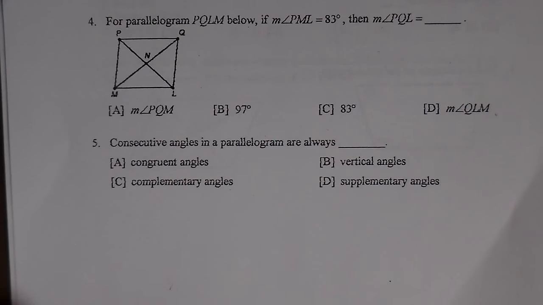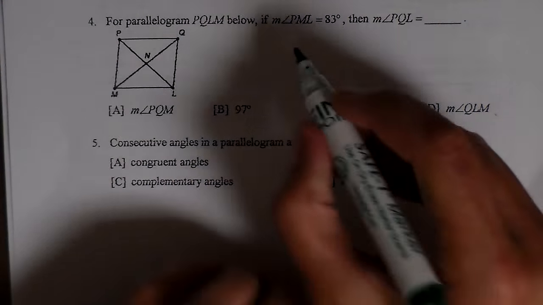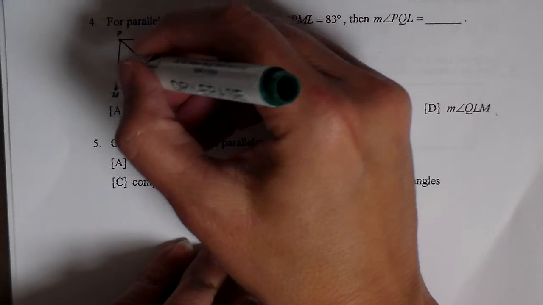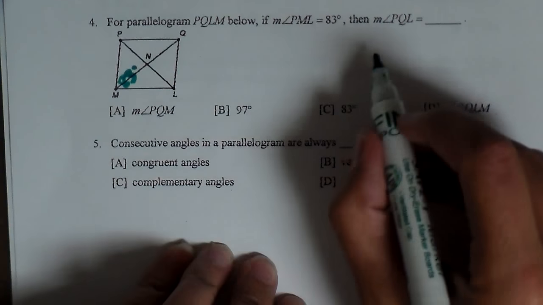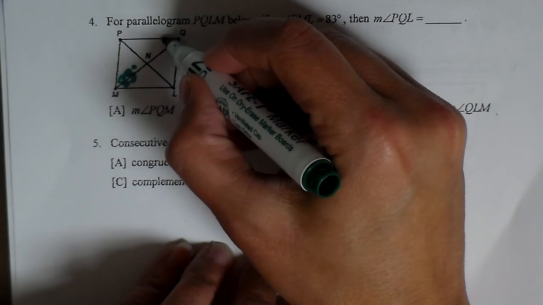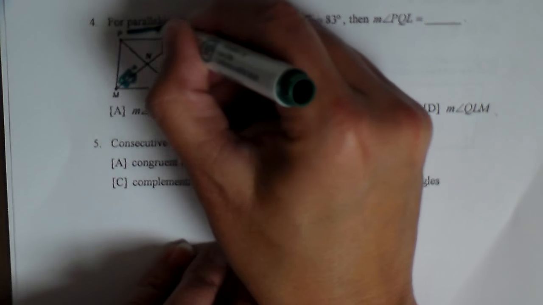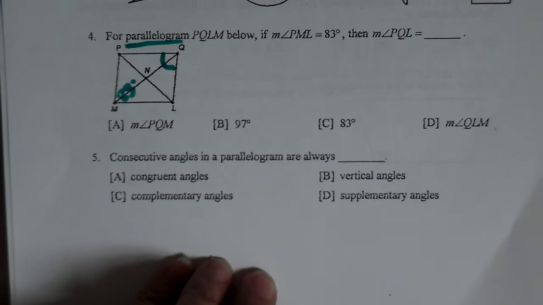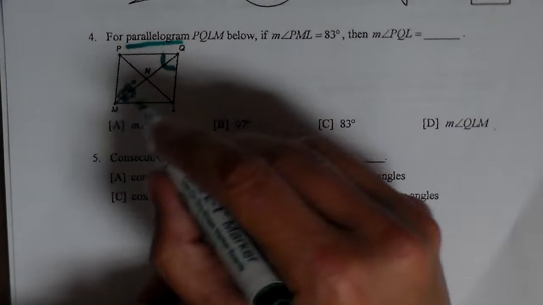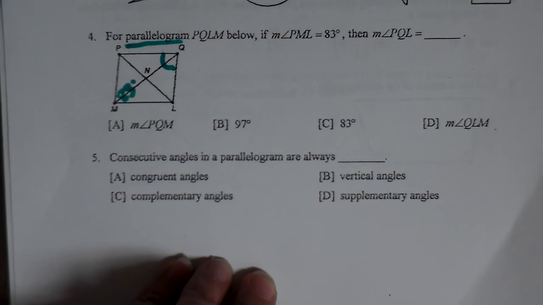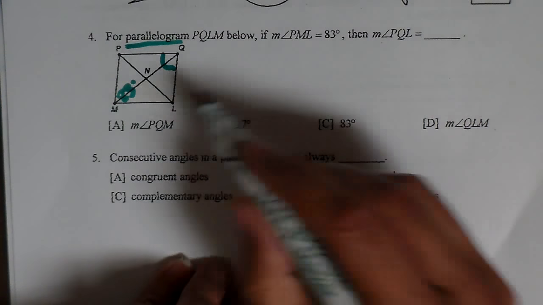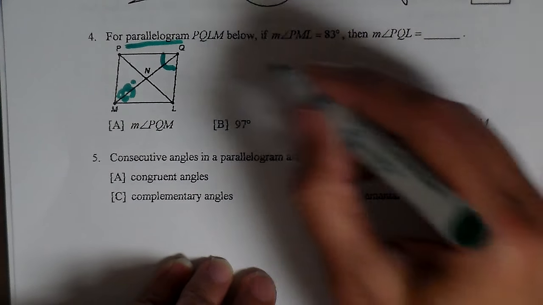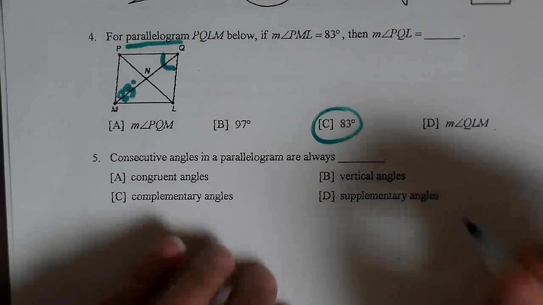Number 4, for parallelogram PQLM, if the measure of angle PML is 83, that's this one right here, then what's the measure of PQL? That's this one. Well, it tells you it's a parallelogram, right? What do you know about the opposite angles in a parallelogram? They're congruent. So if PML is 83, what's PQL? 83. They've got to be the same.